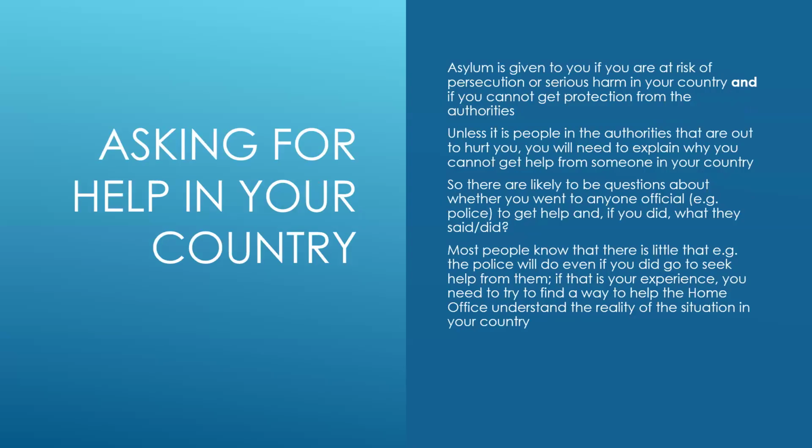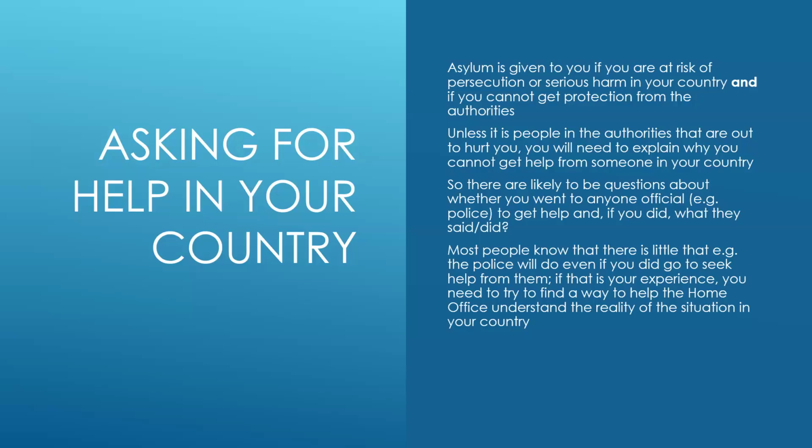There are other questions that you may well be asked. And the first one is asking for help in your country. I've mentioned it, for example, in relation to women who might fear or have experienced domestic abuse. So asylum is given if you're at risk of persecution or serious harm in your country. Yes, that's true. But it's also if you cannot get protection from the authorities there.